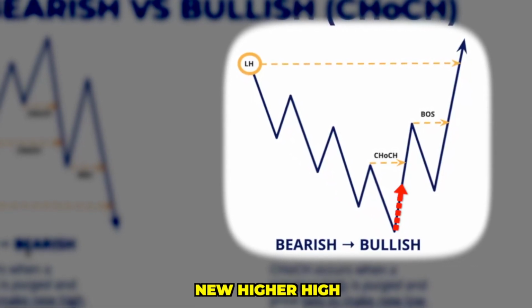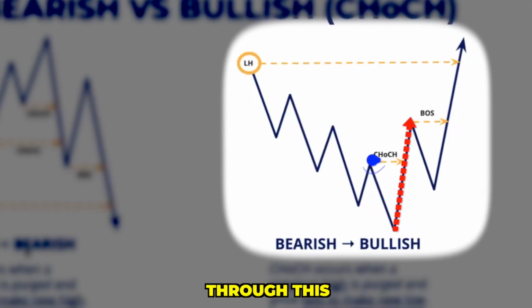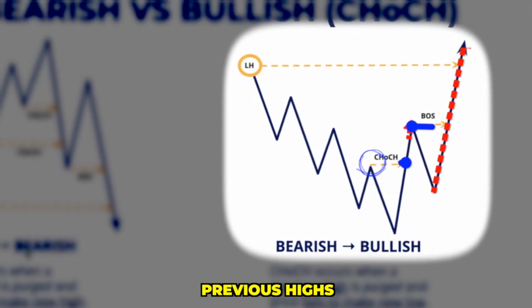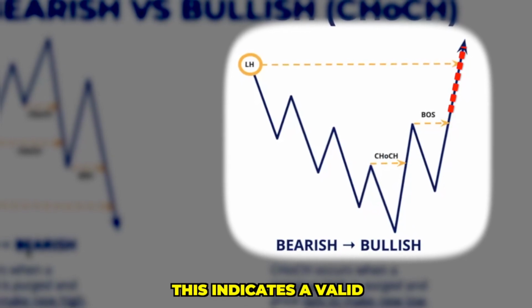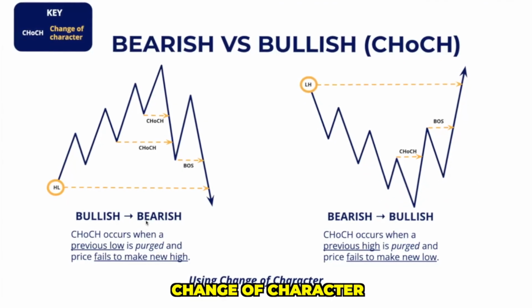The same thing goes for a bearish market where you want to see new lows being made. And then we come up to make a new higher high. We also break through this high right here, eventually running through all the previous highs. This indicates a valid shift in market structure and a change of character.